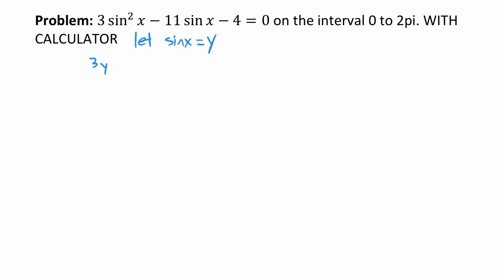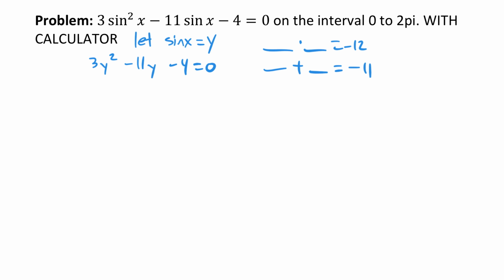That's going to give us 3y squared minus 11y minus 4 equals 0. So we're looking for two numbers that multiply to give negative 12 and add to give negative 11.